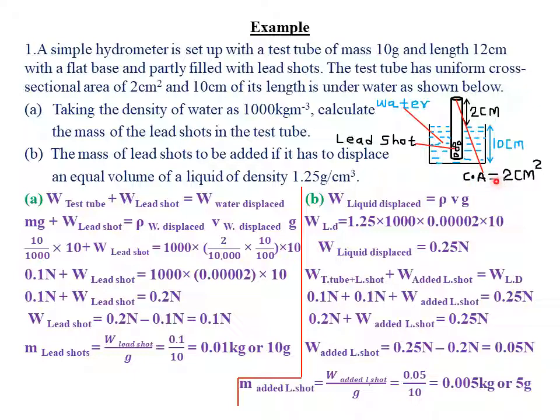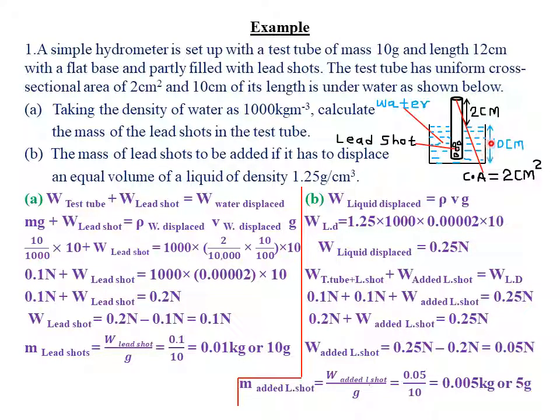We are given that the cross-sectional area of the test tube was 2 square centimeters, but we know that the SI unit of area is the square meter, so I'll convert the 2 square centimeters into square meters. We know that 10,000 square centimeters is equal to 1 square meter. What about 2 square centimeters? So that will be 2 square centimeters over 10,000 square centimeters times 1 square meter. That will be the cross-sectional area in meters, then of course times the height.